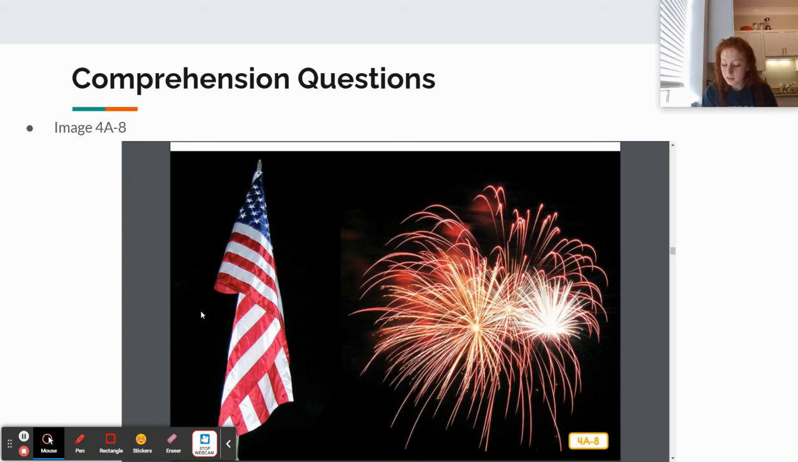How do you think the colonists felt when they first heard about the Declaration of Independence? How do you think they felt when they found out that they were no longer going to be under British rule?